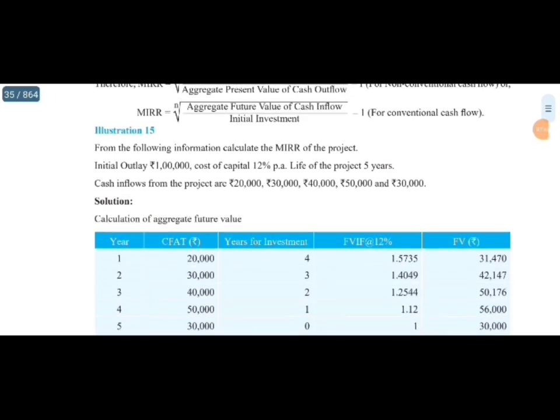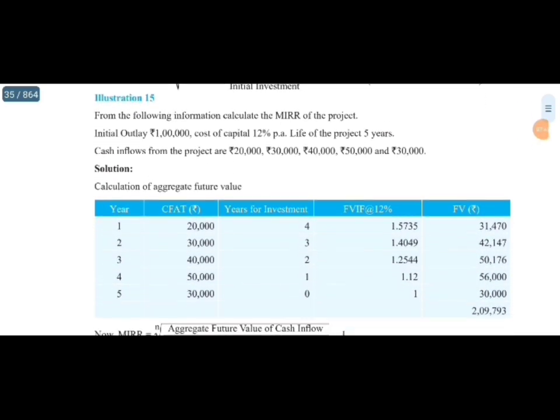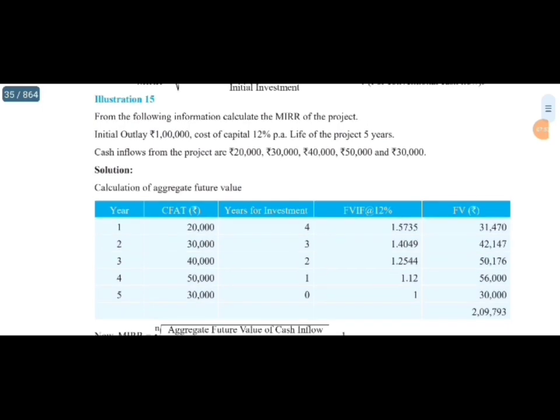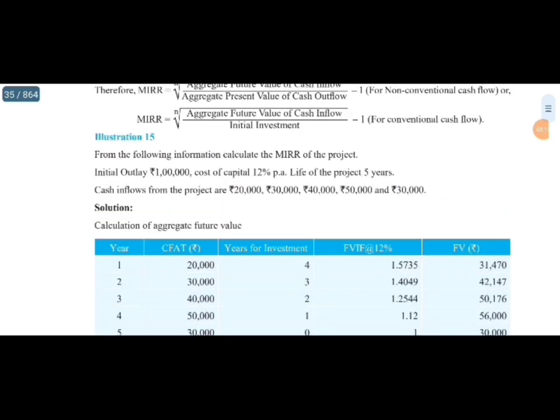Okay, let's see illustration number 15. From the following information, calculate the MIRR of the project. Initial outlay 1 lakh, cost of capital 12% per annum, life of the project 5 years. Cash inflows from the project are 20,000, 30,000, 40,000, 50,000 and 30,000.